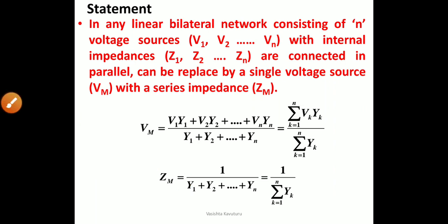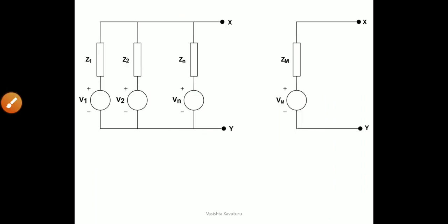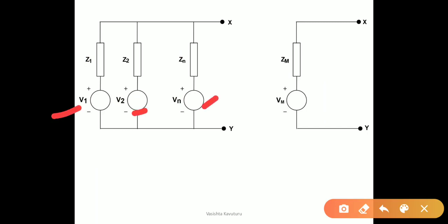DC will be very easy, because AC consists of both resistance as well as reactance part, so we will discuss the AC network here. Here, any linear network consisting of n voltage sources V1, V2, V3 and so on Vn with their internal impedances Z1, Z2, Z3 and so on Zn connected in parallel. This is the equivalent circuit, where the n voltage sources are connected with their internal impedances in parallel.